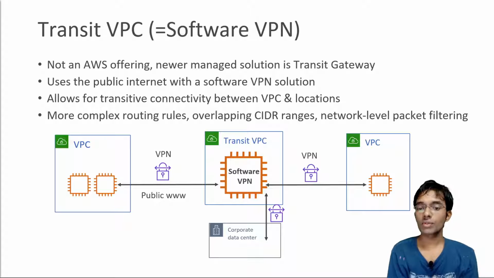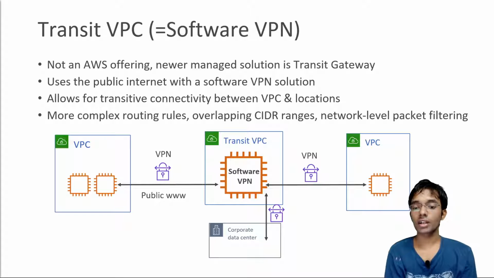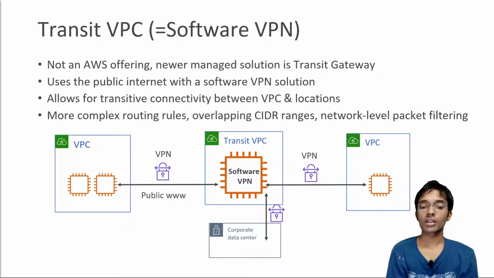This transit VPC, in normal words, means a software VPN. This is not something that AWS will offer. This is an architecture they can recommend or suggest. But now there's a newer, better solution called transit gateway that we'll see later in this lecture as well. Now the idea is that we have a central transit VPC, and we'll have the public internet using a software VPN solution.